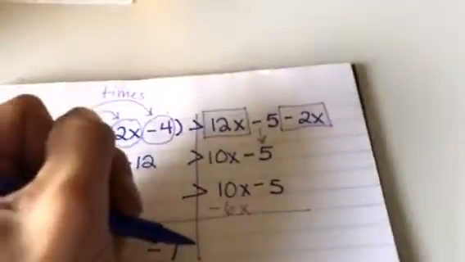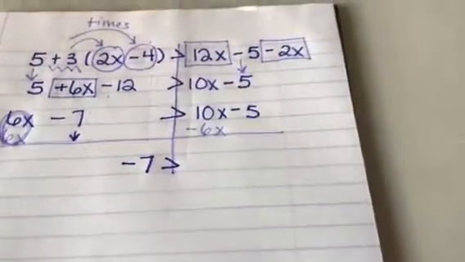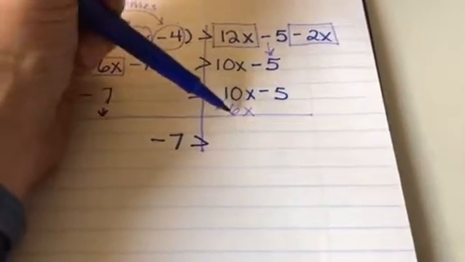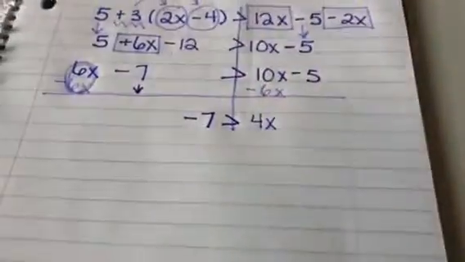Okay, let's bring down our greater than symbol. And let's look at what it tells us to do on the other side. It says 10x's minus 6x's. 10 minus 6 is 4 x's. And we'll bring down the negative 5 since we haven't used it. All right, we're getting there.